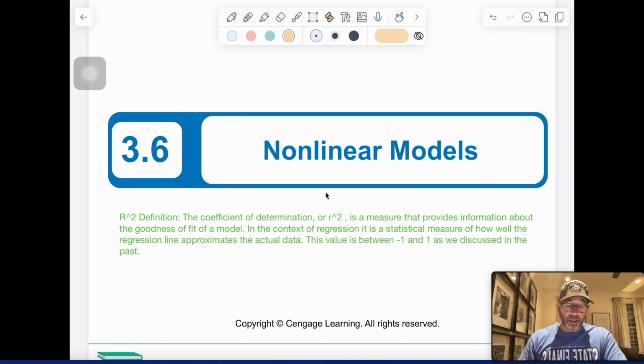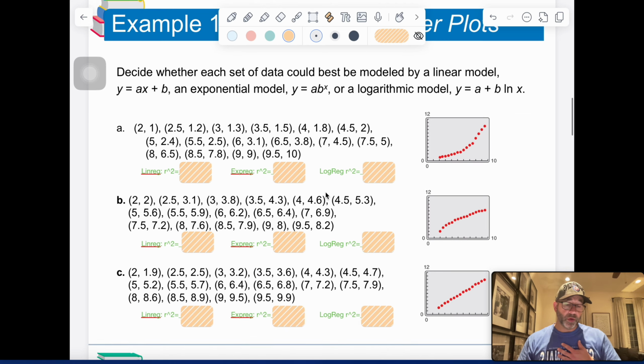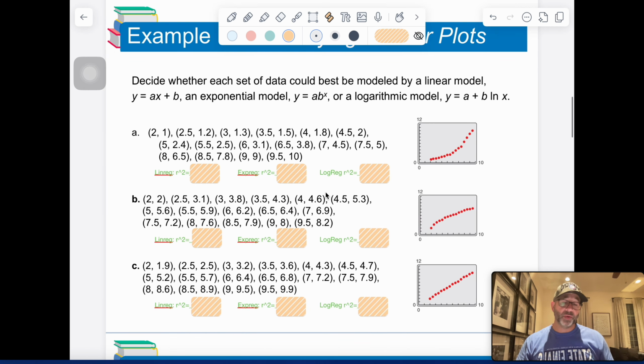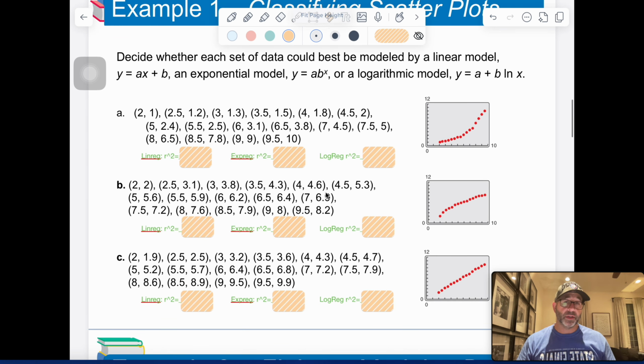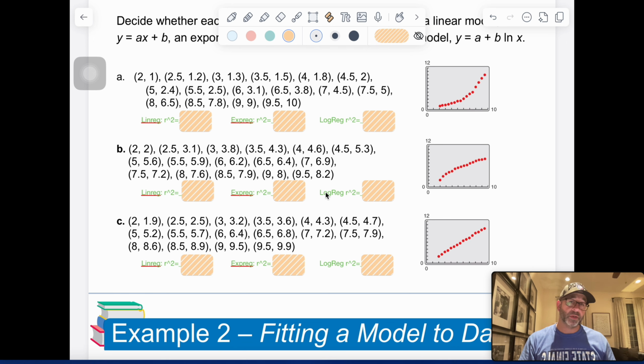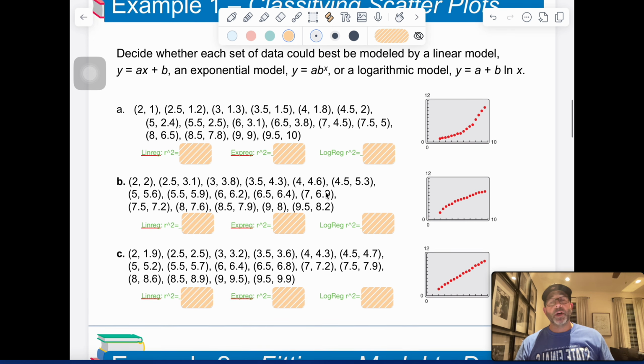So let's get started on some problems here. I'm going to go very quickly because I actually preloaded most of this stuff onto my calculator. In this first problem, and in A, B, and C, I'm only going to do the first one. You can go ahead and do B and C on your own, but I'm going to walk you through how to put in that first one and how to get each of those values. So we're looking at linear regression, exponential regression, and log regression.